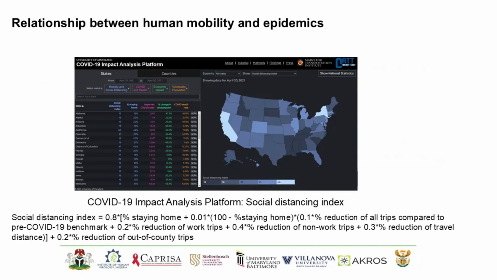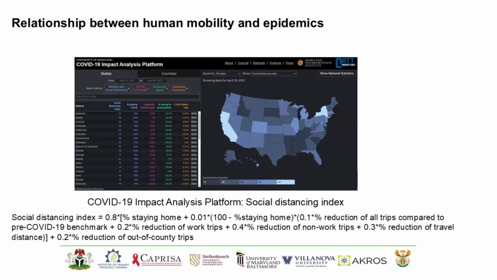During the COVID-19 pandemic, one of the most critical tools for tracking mobility changes across the United States was the COVID-19 Impact Analysis Platform, which introduced the Social Distancing Index, SDI. The platform was developed by a team led by Dr. Chenfeng Xiong, whose members are now at Villanova University, during his tenure at the University of Maryland.